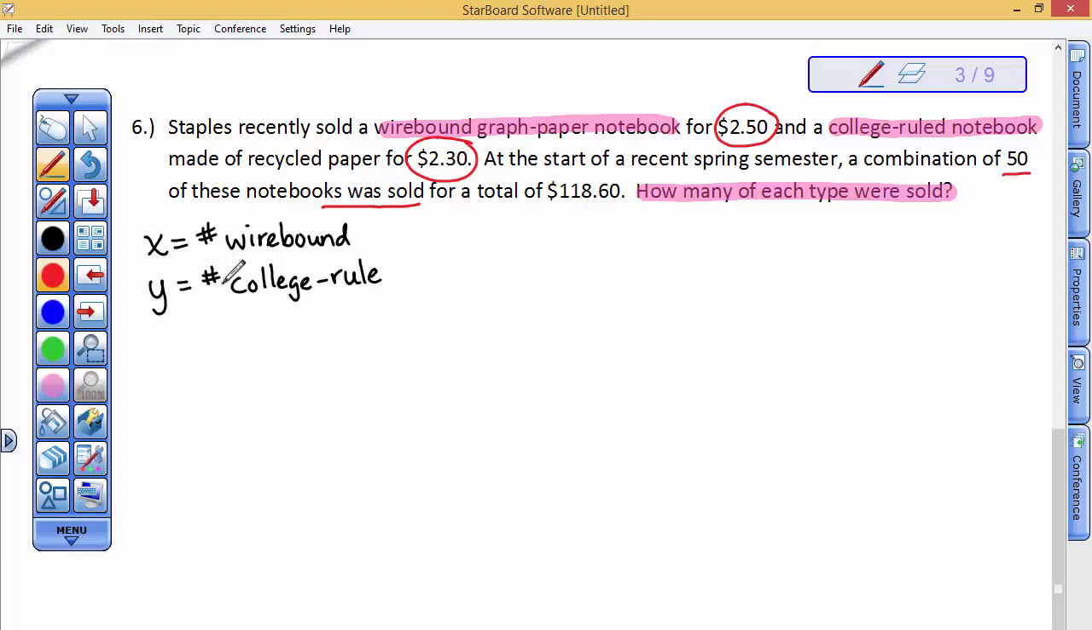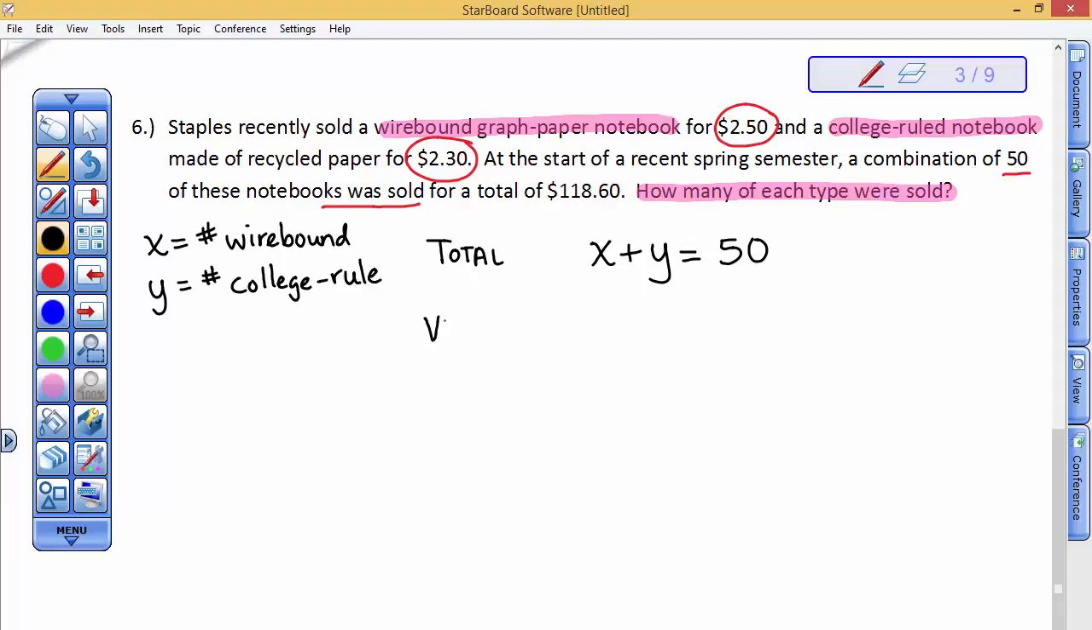But the bottom line is these two letters have to add up to be 50 notebooks because they represent the number of notebooks, and they told us that 50 were sold. I call this my total equation. In many of these physics and chemistry problems that you're going to see with me, we have this total statement about how many notebooks, how many ounces, how many pounds, how many newtons of force. So there's my total statement.